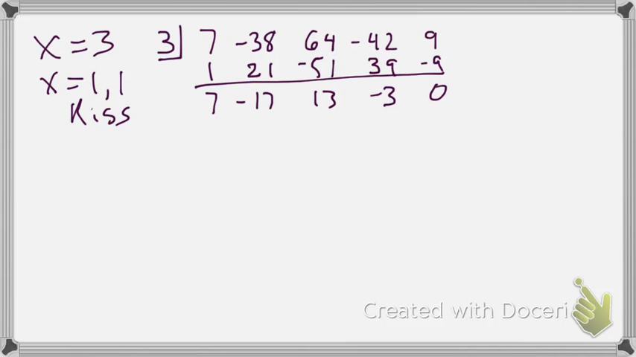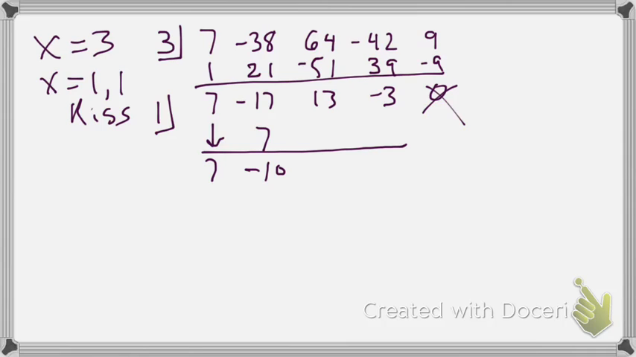Awesome. Now I'm going to synthetic divide out a 1 right away. And I'm just going to build on these coefficients. I don't need to use that one. I'm not going to use the remainder. But I'm going to drop down the 7. And I multiply 1 and 7, I get 7. If I add, I get negative 10. If I multiply, I get negative 10. If I add, I get 3. If I multiply, I get 3. When I add these, I get my 0.